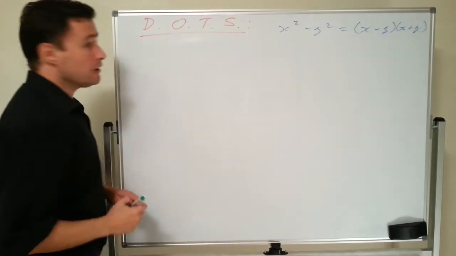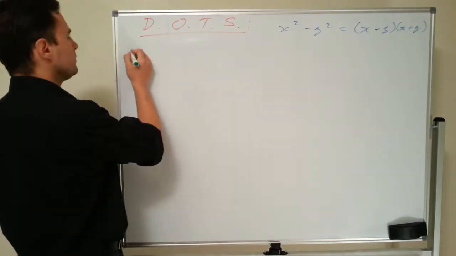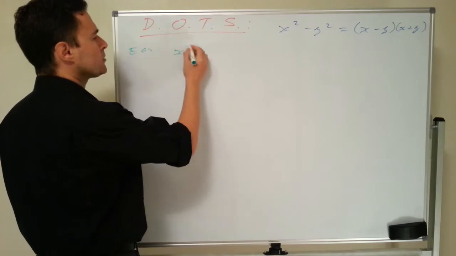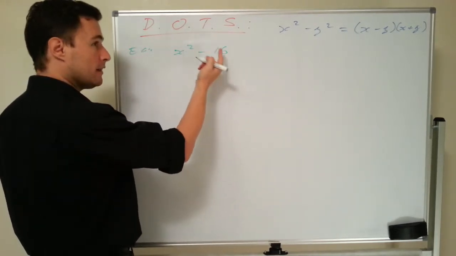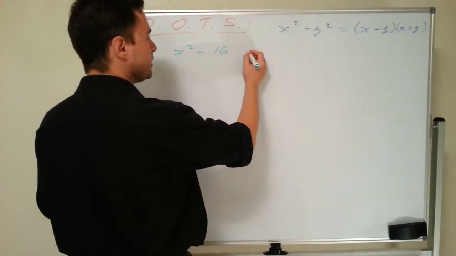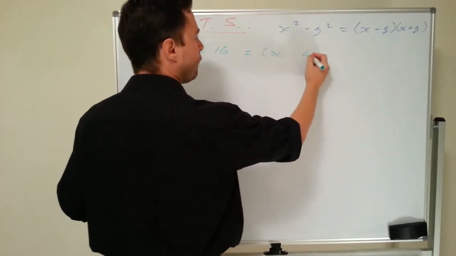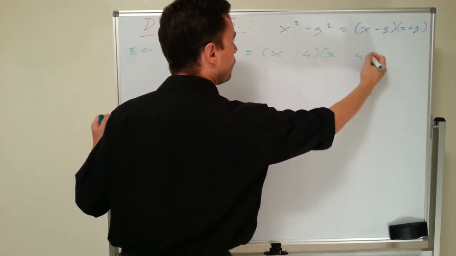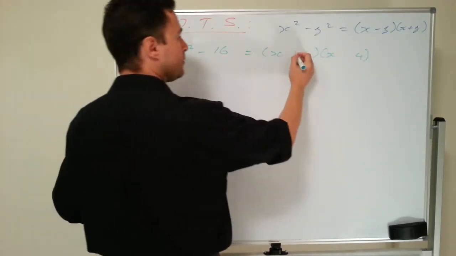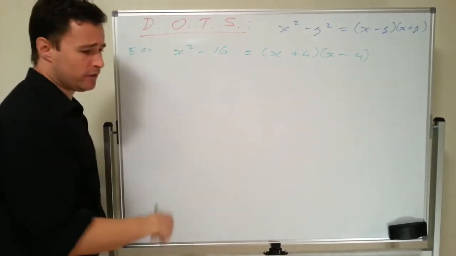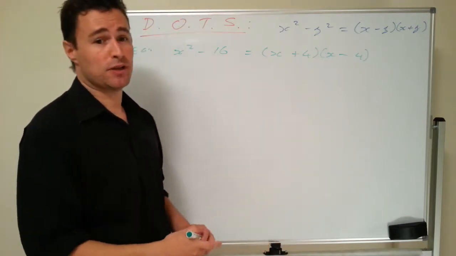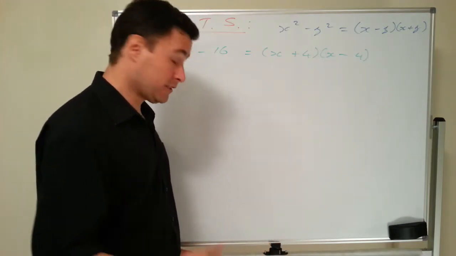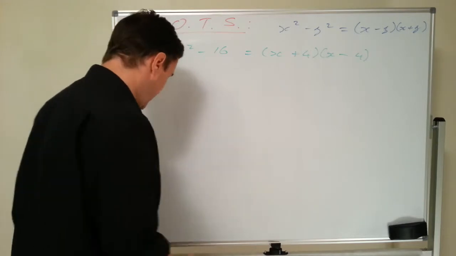Okay, so let's take a look at an example. This is very straightforward, e.g., x squared minus 16. Well, that's a perfect square, and that's a perfect square. So all this equals is x, the square root of 16 is 4, plus and minus. The order doesn't matter. If you go (x minus 4)(x plus 4), it doesn't make a difference. Just straightforward as that. This is quite a quick one, so let's quickly do the next one.